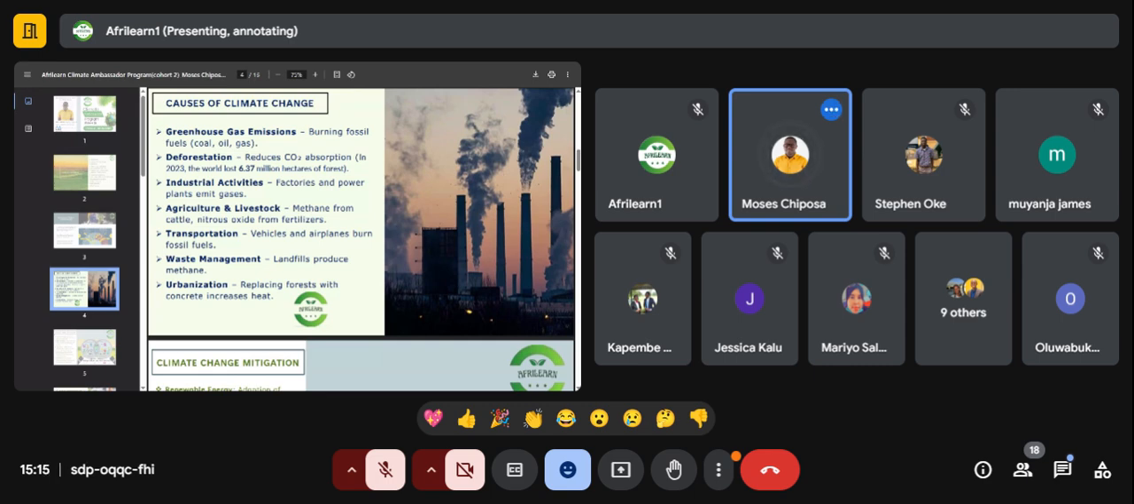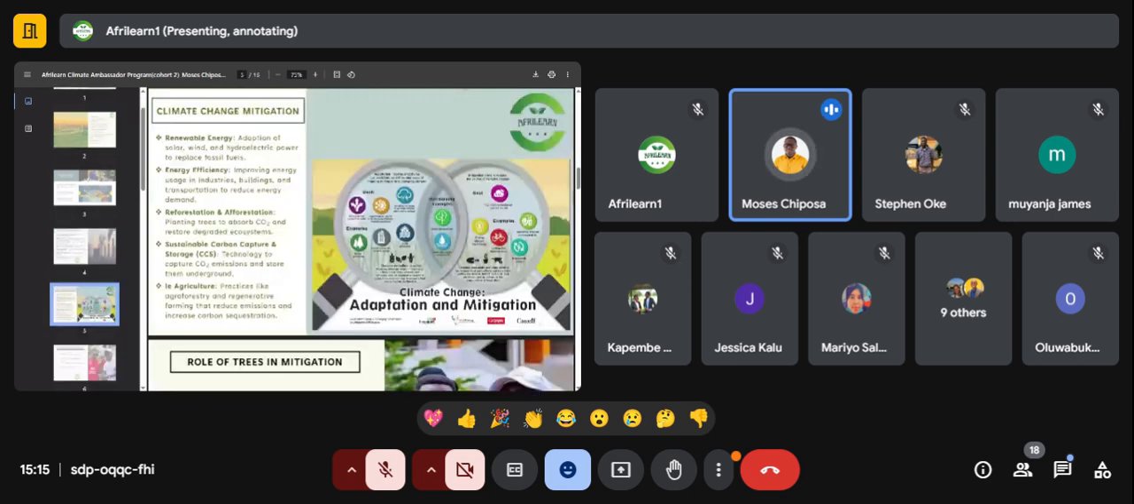Now, climate change mitigation. To mitigate means to reduce or to lessen the severity, the impact or seriousness of something. So in the context of climate change, mitigation refers to actions taken to reduce or prevent the emissions of greenhouse gases and also try to slow down global warming.